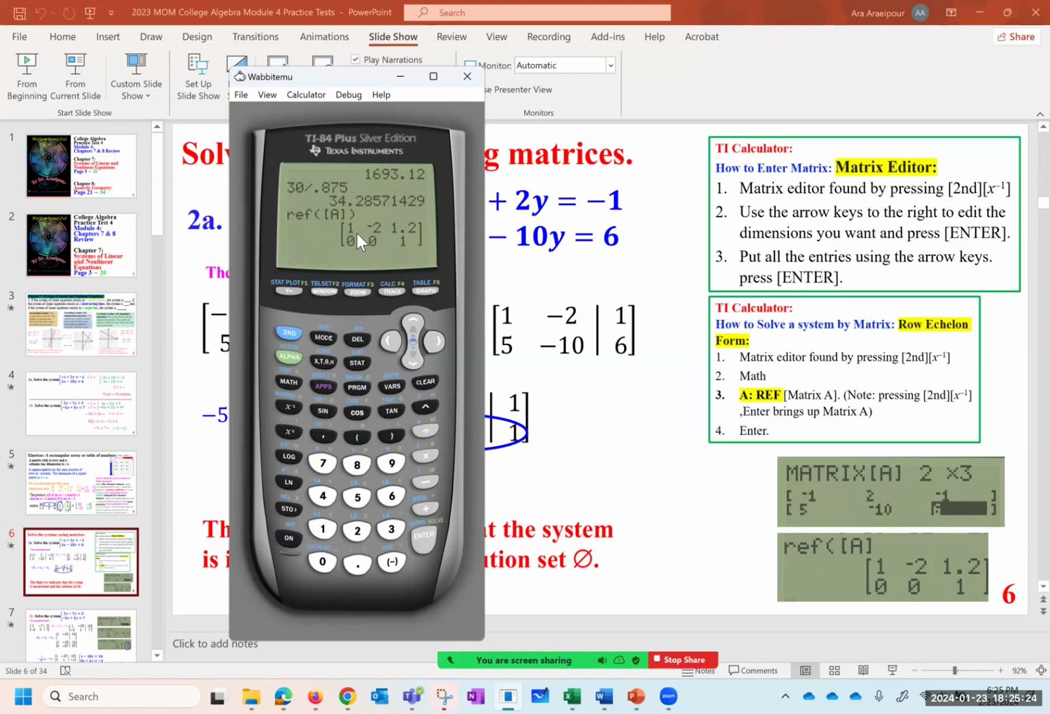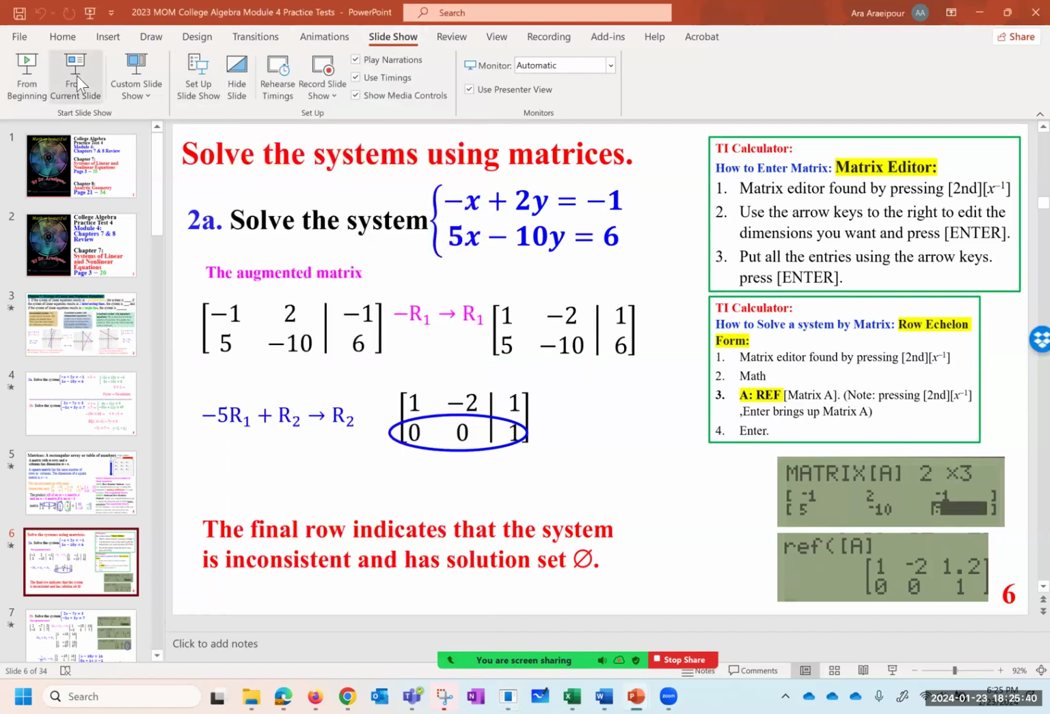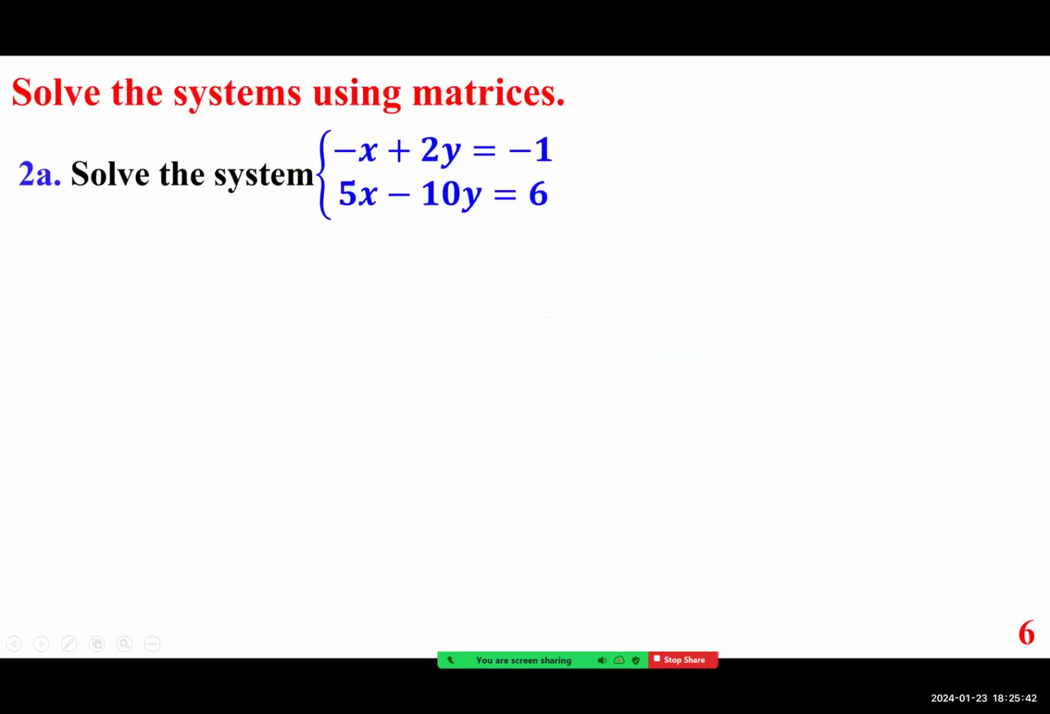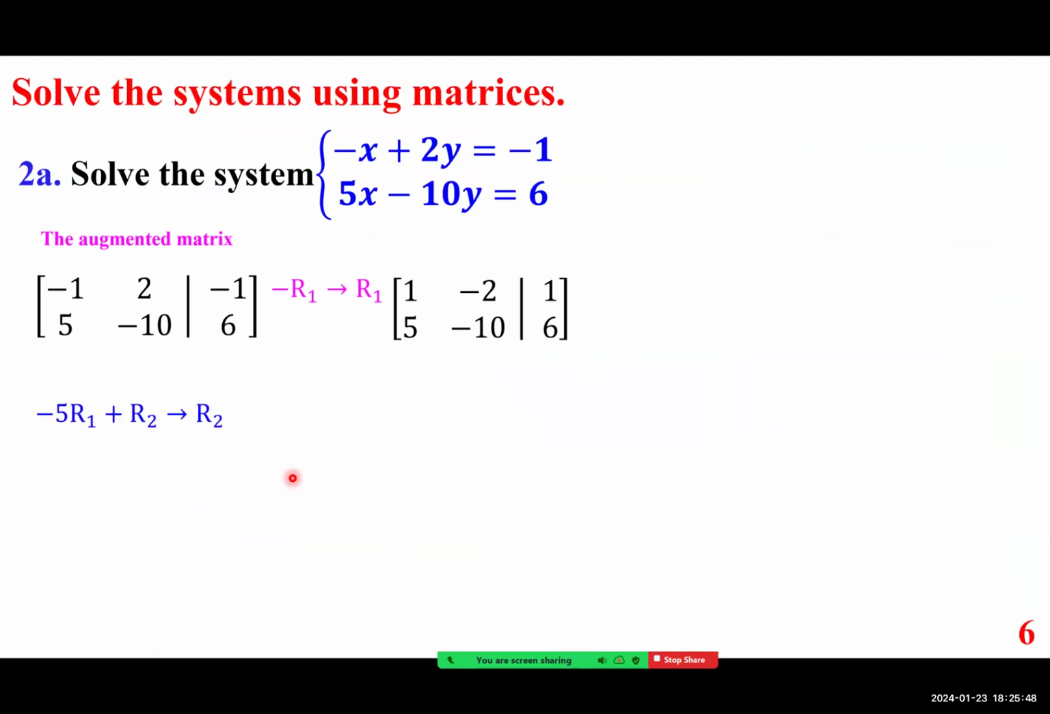And it results in 1, -2, 1.2001, and that is the same result that we had here. Okay. So that's how you use a calculator. All right. Let's move on, class.